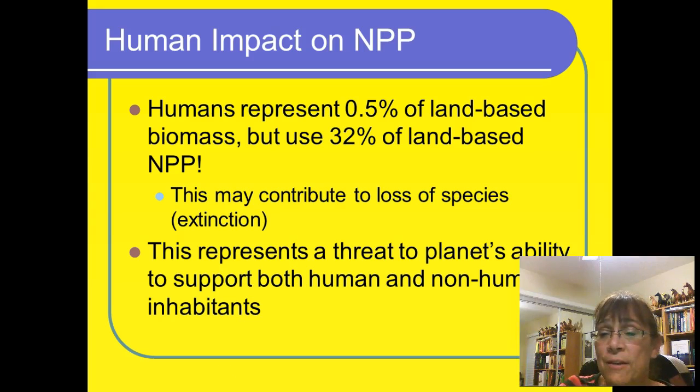When's the tipping point? There again, I come back to that. When's the tipping point? When the planet can't support human and non-human inhabitants. If it can't support both, if it supports humans, it will not support us if we lose the non-human inhabitants. We've got to have them.